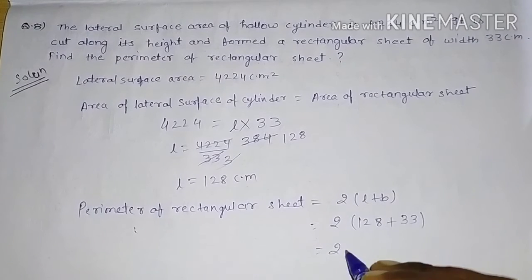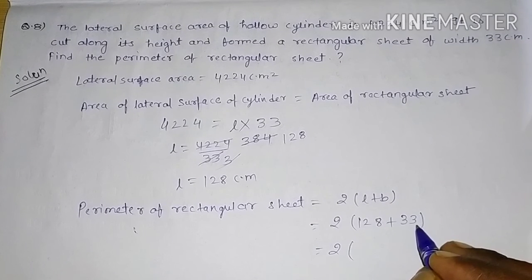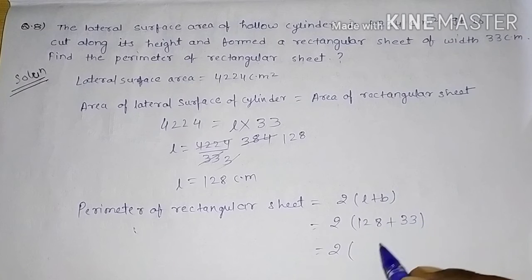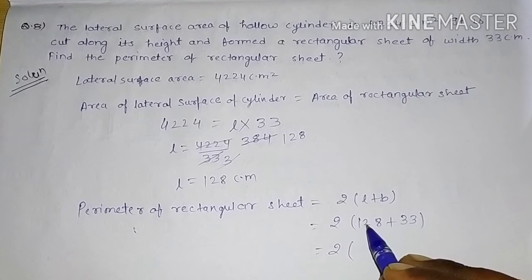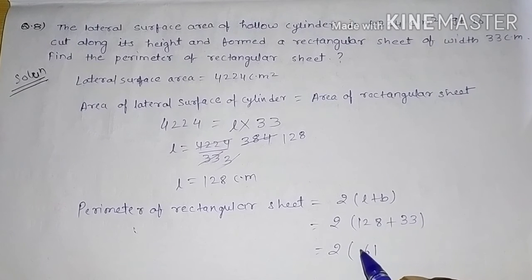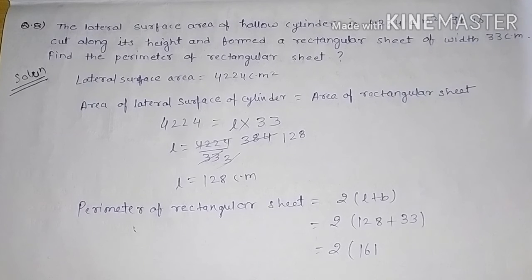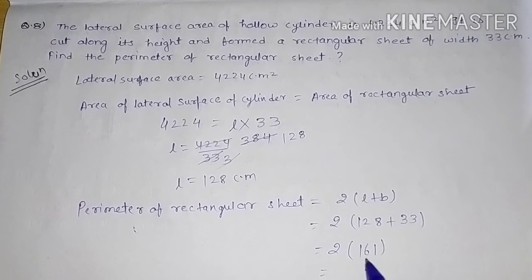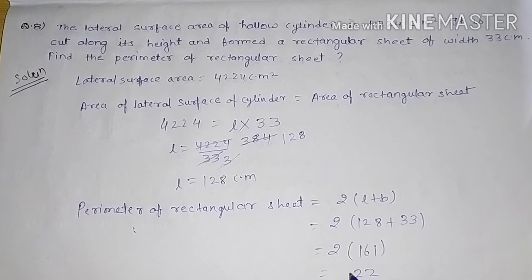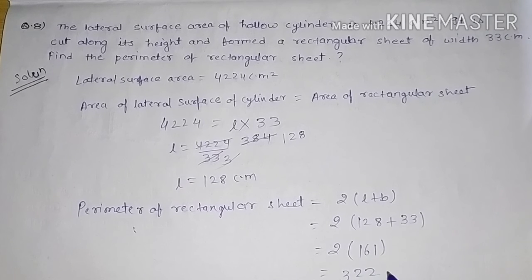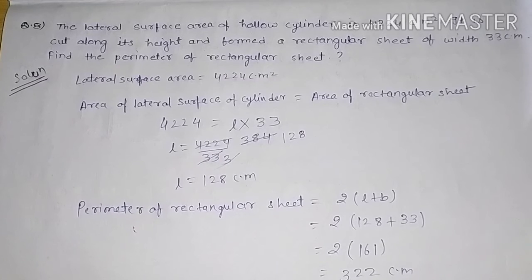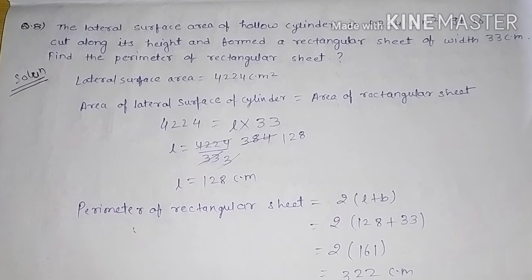Now just simplify it. So 2 into (128 plus 33), it will be 8 plus 3, that is 11. 1 carry 1. So 3 and 3 is 6 and 1. Now 2 and 2 is 12, 2 carry 1. 2 and 2 and 3, 322 centimeter. Now this is the answer, the perimeter of the rectangular sheet. Now this is the complete explanation of question number 8. Now the next question, that is question number 9.